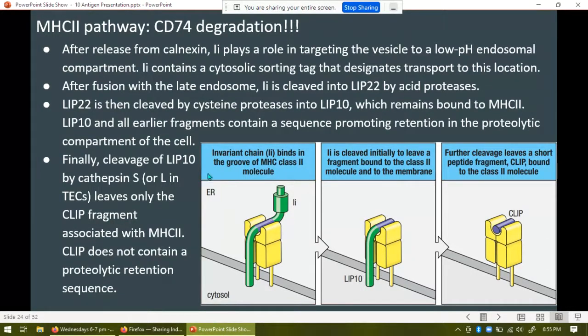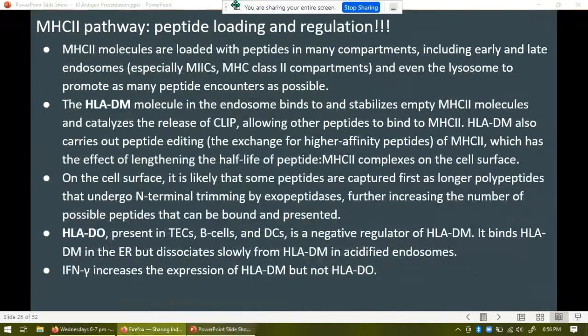Okay. Finally, LIP10 is cleaved by cathepsin S, or in some cells is cleaved by cathepsin L, and that leaves only the CLIP peptide inside the MHC2 molecule. And it's still associated with MHC2, so CLIP is a stand-in peptide for MHC2 during synthesis. CLIP does not contain the proteolytic retention sequence, so soon this MHC2 molecule is going to move to the surface.